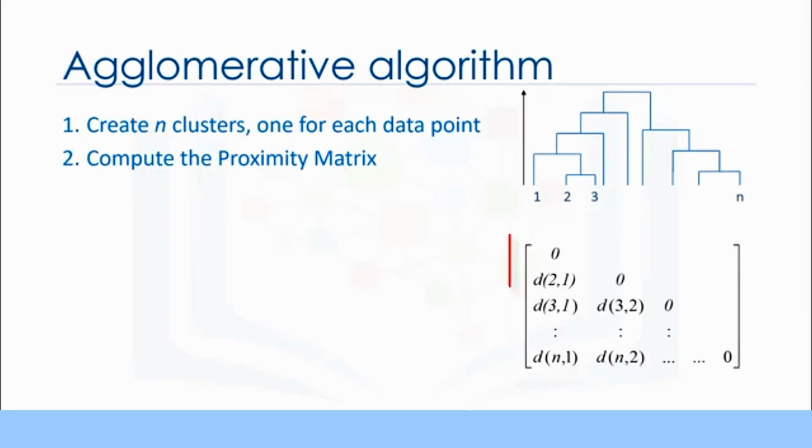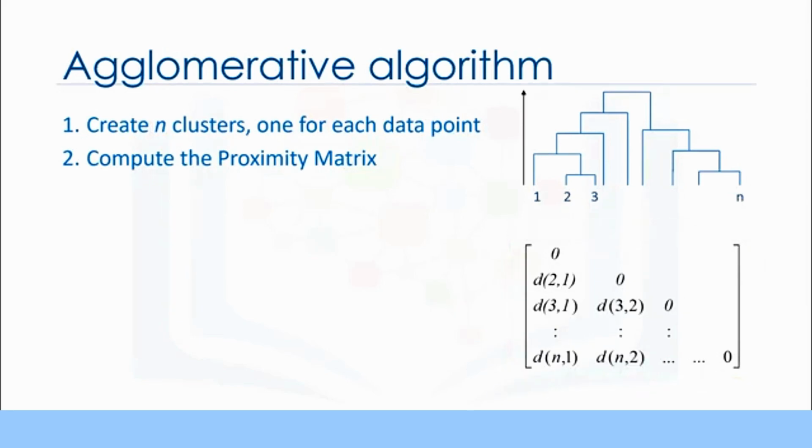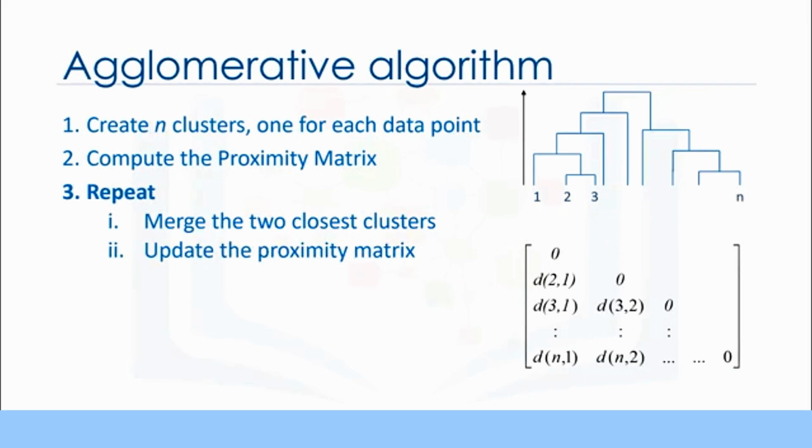Next, we want to compute the distance proximity matrix, which will be an n by n table. After that, we want to iteratively run the following steps until the specified cluster number is reached, or until there is only one cluster left.